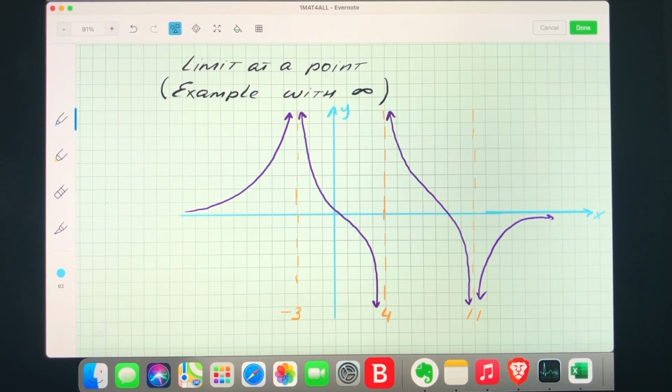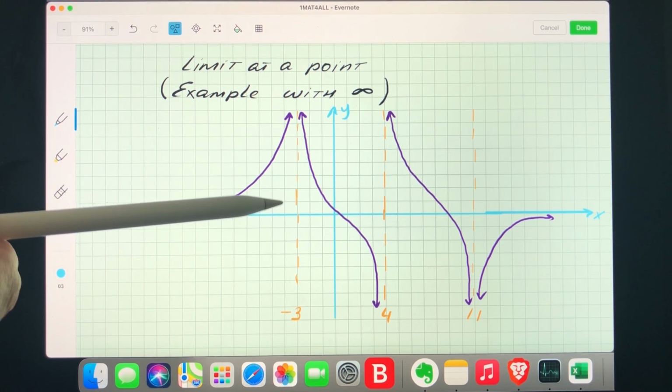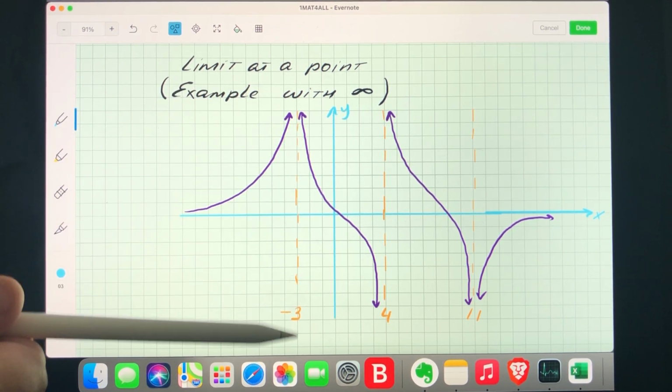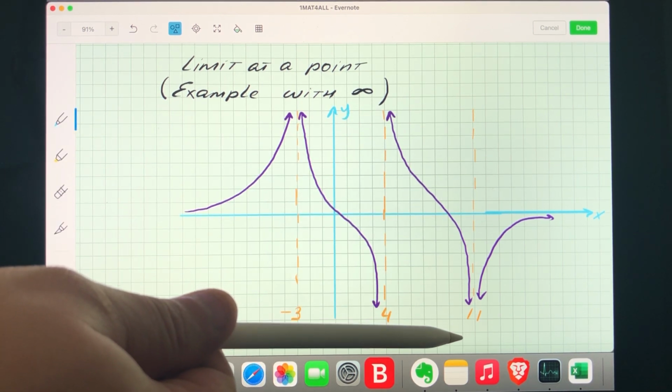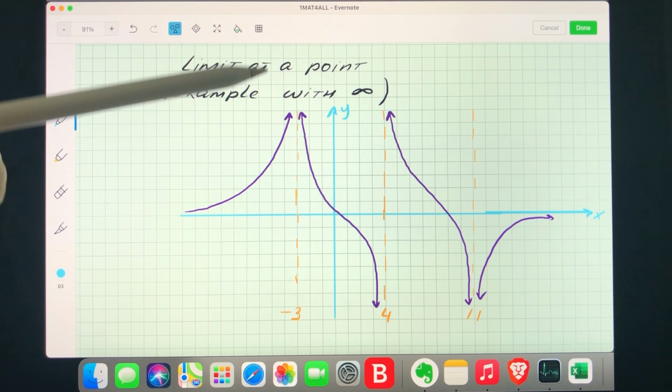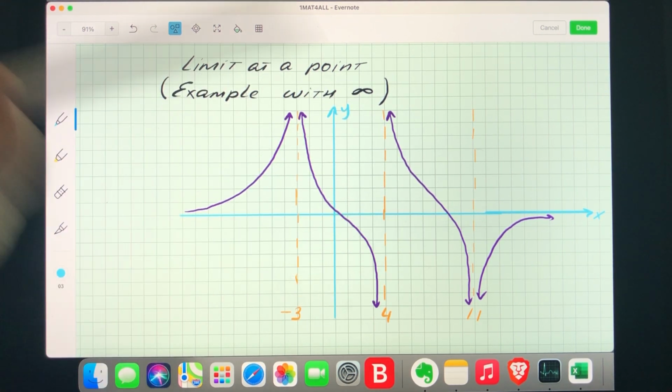Hello, in this video, let's look at a limit at a point. Only this time we will be dealing with infinity as opposed to some fixed value. So here is a picture with 3 points of interest here at -3, at 4, and at 11. So let's look at 3 examples. Let's look at a limit at -3, at 4, and at 11.